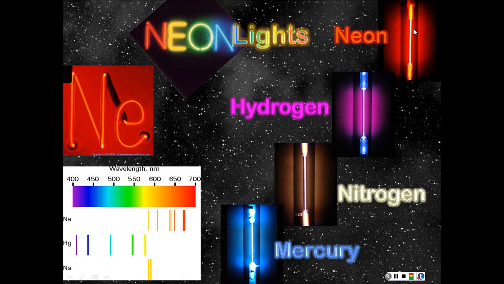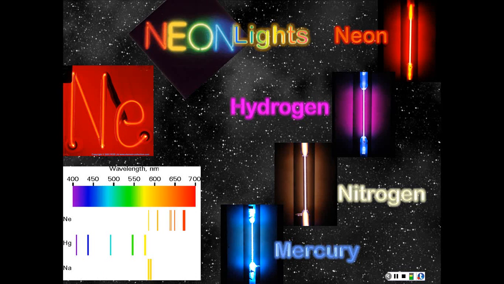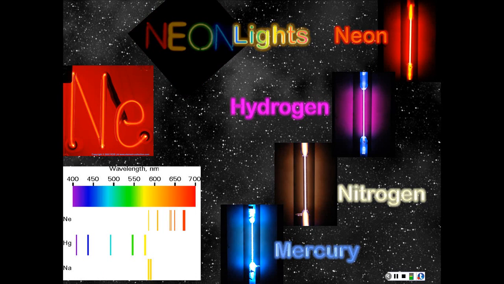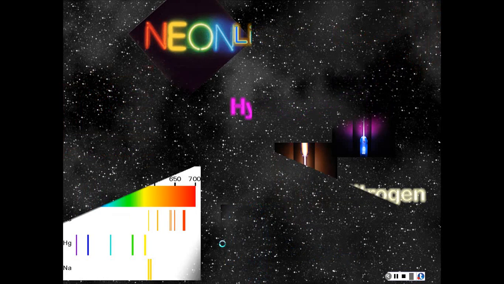And here we've got different ones. Here we've got what you get for neon. Hydrogen has red and blue and purple, but when you mix those up it gets purplish. Nitrogen looks whitish. Mercury is a bit blue, and so on.